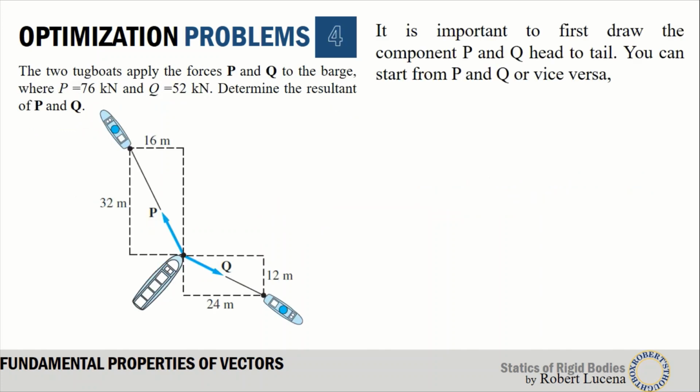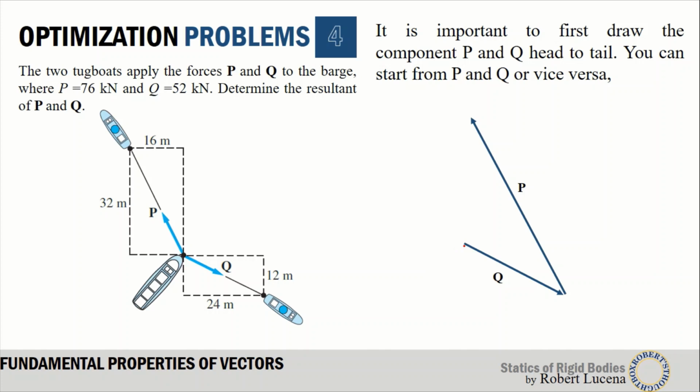So another problem: there are two tugboats applying forces P and Q to the barge, where P is 76 kilonewton and Q is 52 kilonewton. We want to determine the resultant force of the two tugboats. Say this barge is being pulled by two tugboats, so we want to know its direction due to the force exerted by the two tugboats. So it is ideal for us to draw the two vectors. Let's start by drawing vector Q and then vector P.